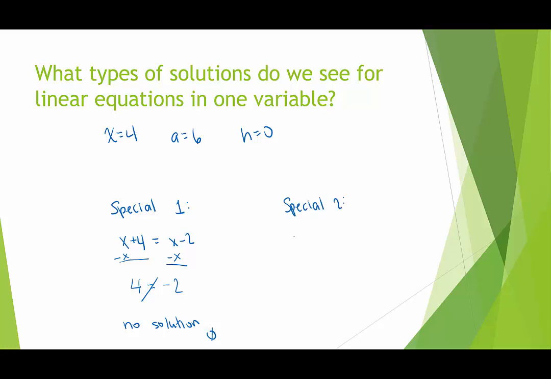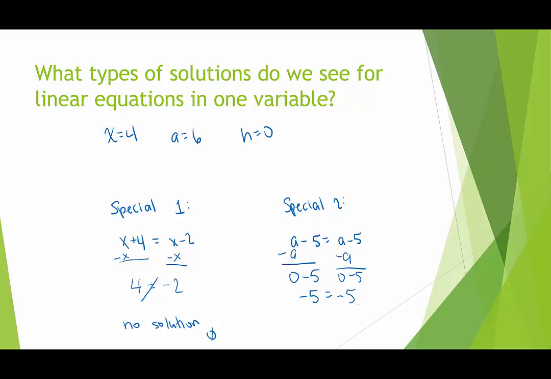In our other special case, special 2, we're going to be left with something like a minus 5 equals a minus 5. And we go to get the variables together on one side. So I'm going to subtract a from this side to get it over here. And a minus a is 0. 0 minus 5 is negative 5. Over here, a minus a is 0. 0 minus 5 is negative 5. Again, the variables cancel, but this time we're left with a true statement.